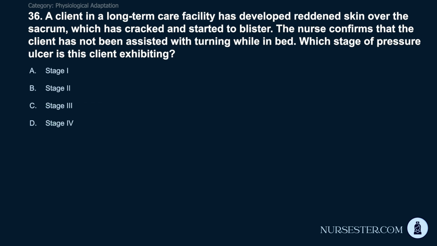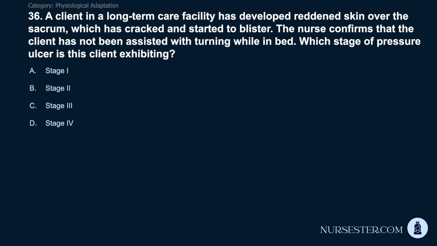36. A client in a long-term care facility has developed reddened skin over the sacrum, which has cracked and started to blister. The nurse confirms that the client has not been assisted with turning while in bed. Which stage of pressure ulcer is this client exhibiting? A. Stage I.